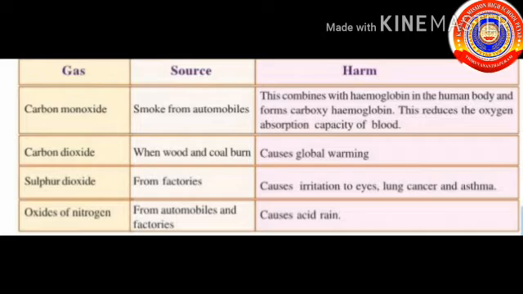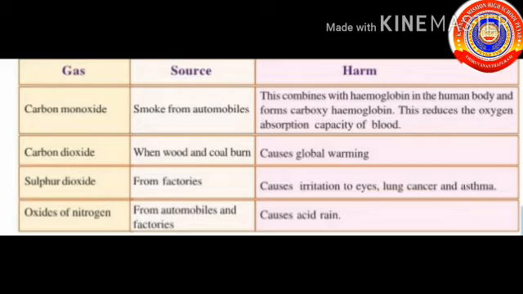Children, let's examine the table. It includes the situations in which air gets polluted. The gas carbon monoxide: its source is smoke from automobiles. The carbon monoxide combines with hemoglobin in the human body and forms carboxyhemoglobin. This reduces the oxygen absorption capacity of blood.